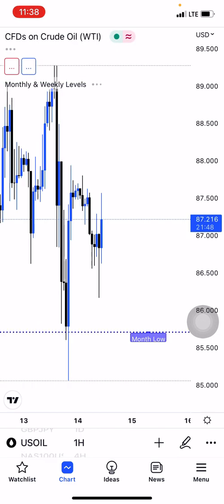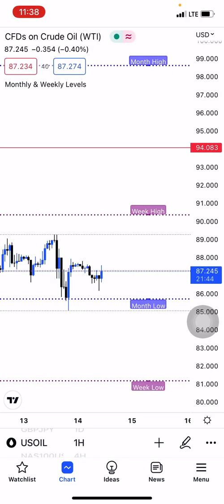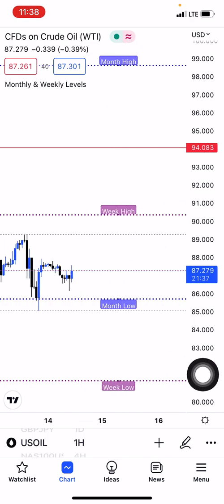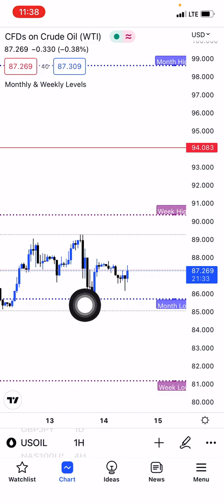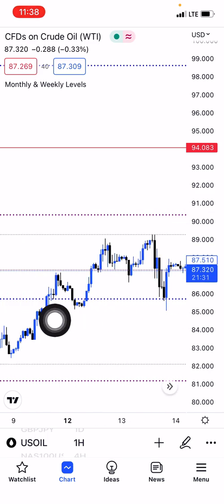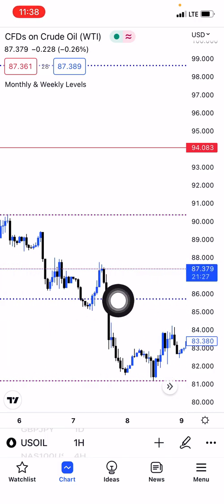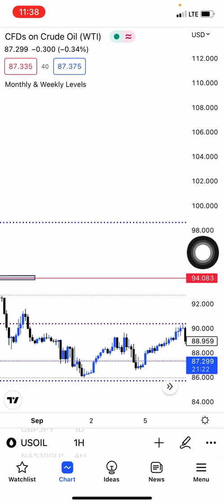Let's look at US oil. This works on any time frame, guys. As you can see, this is our monthly low, week high, month high, week low. You see what happened. Price came to the monthly low, rejected here, and went back up. As you can see, we have noise right here. Price went back up. That's a math law. You see price is always respecting this.